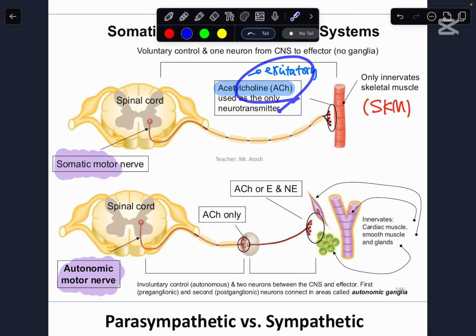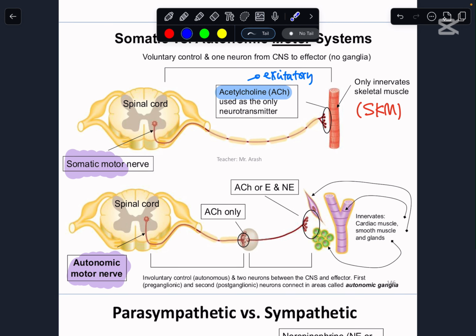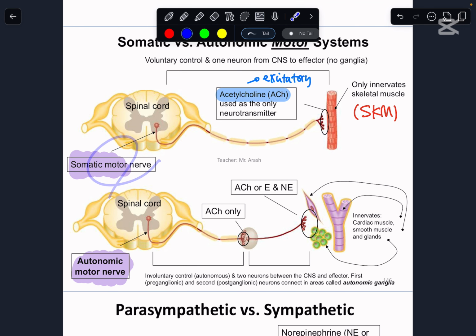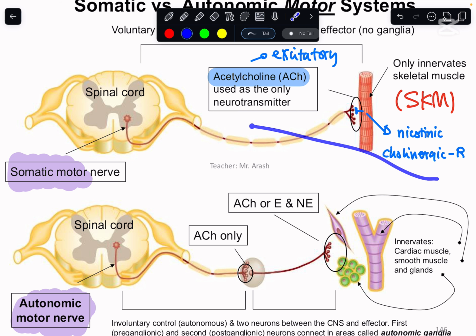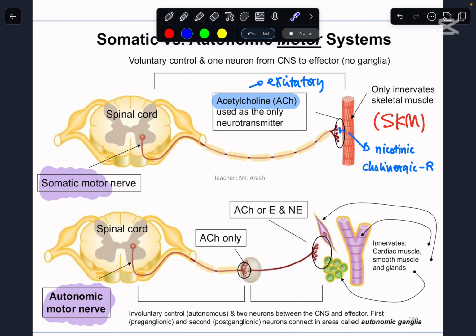And remember, acetylcholine can be excitatory, can be inhibitory. In the case of these ones, it's excitatory, and the receptors here are nicotinic cholinergic receptors. If you go back and review the acetylcholine neurotransmitter slide, I did explain that already.